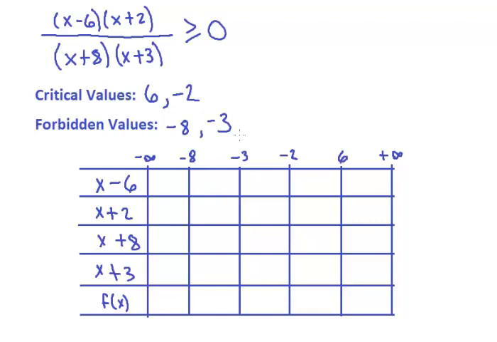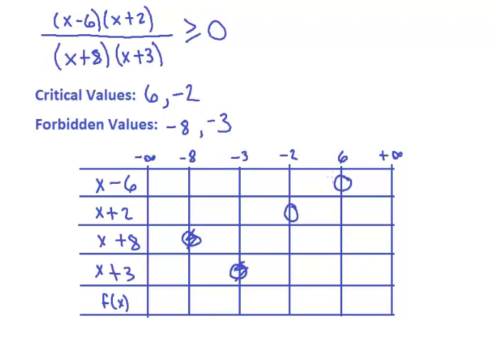Once I have those numbers in order, I'm going to proceed to find the 0 for each one of the parentheses with their corresponding value. So this one goes with this one. This one goes with this one. x plus 8 goes with negative 8. And x plus 3 goes with negative 3. So each one of these parentheses goes with their corresponding critical or forbidden values. Then we're going to cross the forbidden values. I need to cross them so that I remember that they are forbidden values.